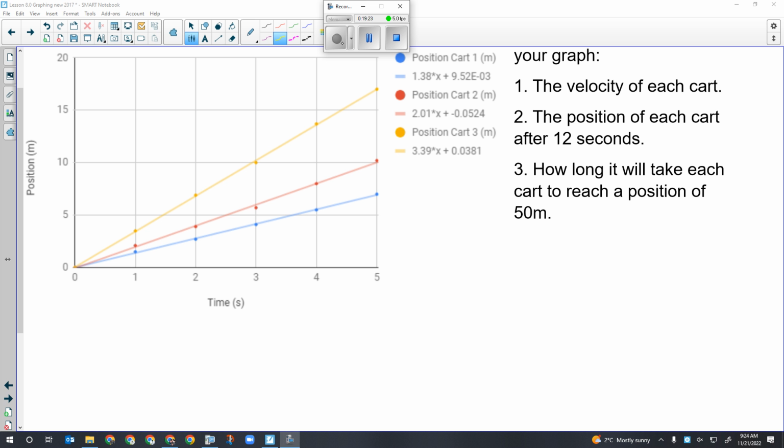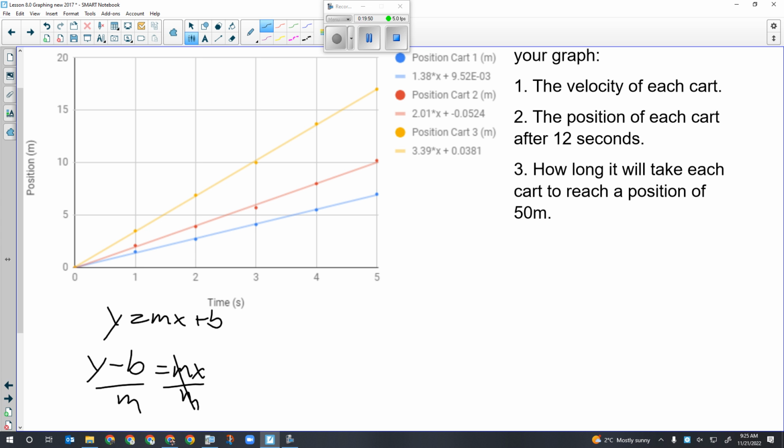The first thing we need to do is we have to manipulate y equals mx plus b, okay, so that it solves for x, because that's what number 3 is asking us to find. So we're going to first subtract b from both sides. So we'll have y minus b equals m times x, and then we'll divide both sides by m, and that'll leave us with x. Okay, so we're going to do that calculation 3 times, 1 for each cart.